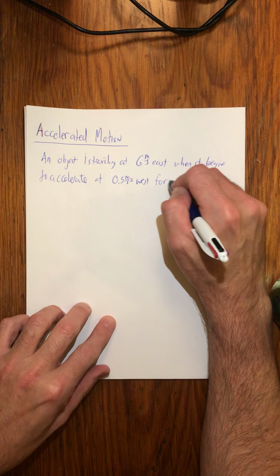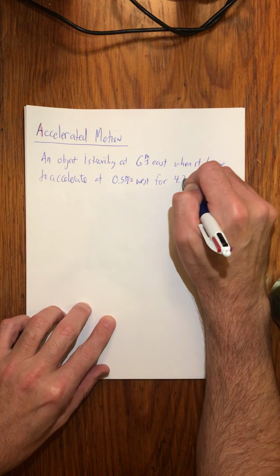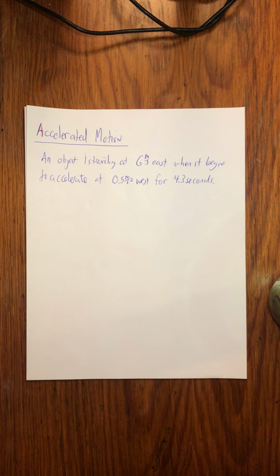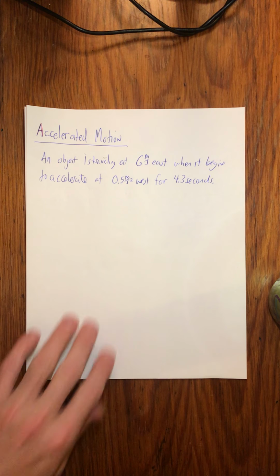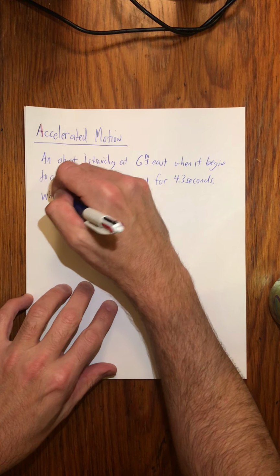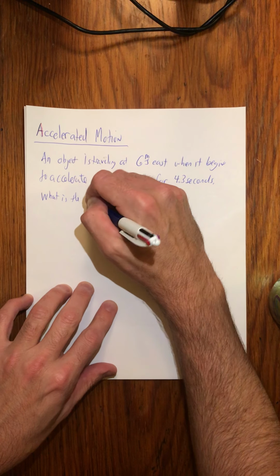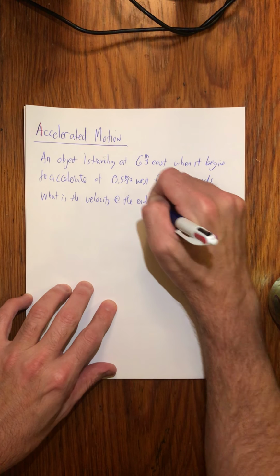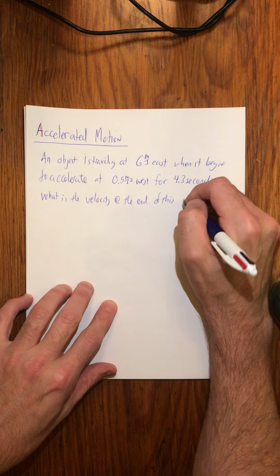And let's say it does that for 4.3 seconds. Now, the reason why I've chosen this sort of weird time is because when we were doing the tables, we were able to do that in even increments of time, and so it was really predictable and super easy. This wouldn't be easy to do, or it'd be kind of annoying to do by a table, which is why I want to show this methodology. So the question is, what is the velocity at the end of this time interval?